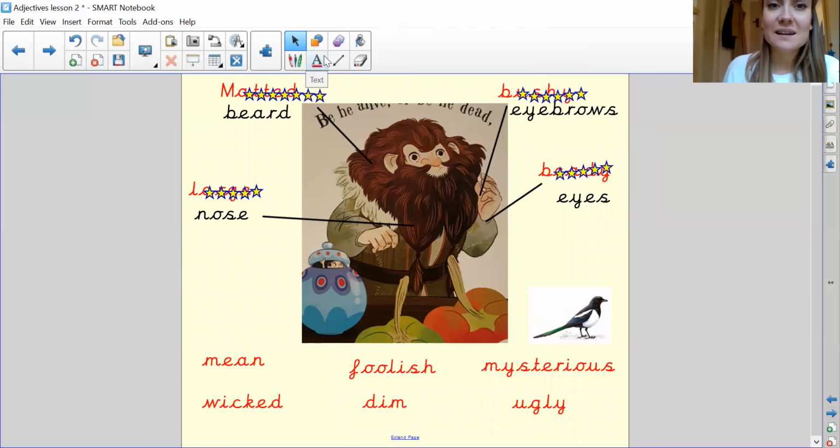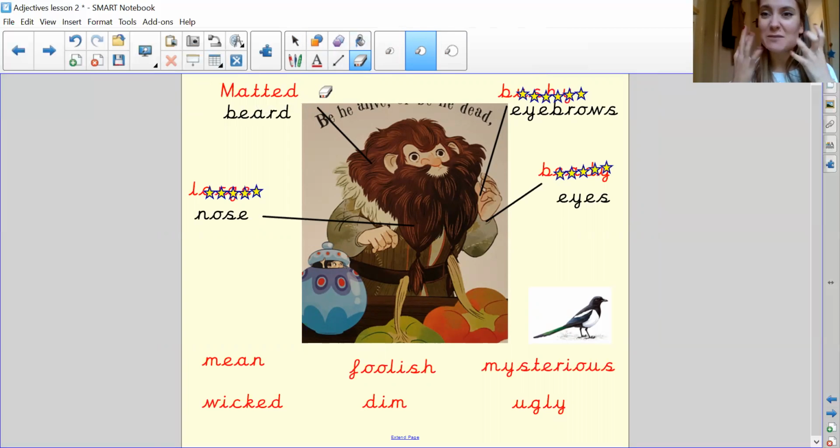Okay, let's have a quick look now at some of the adjectives I thought of to describe our giant. So, do you know what this one is? Can you tell me? That's right, it's matted. So I thought the adjective matted to describe his tangled beard. I also saw I put eyebrows here, that's the noun, the naming word, the name of it. Can you see what adjective I've chosen? Bushy, that's right. Got bushy eyebrows.